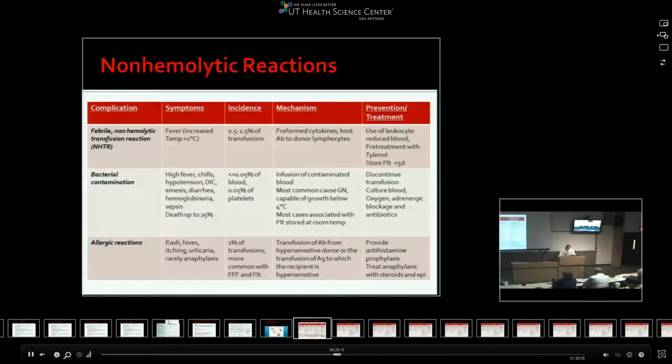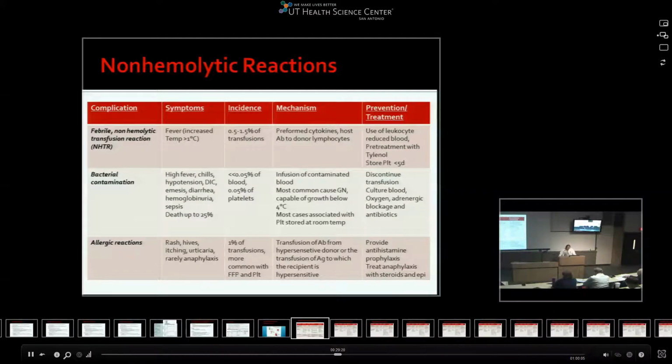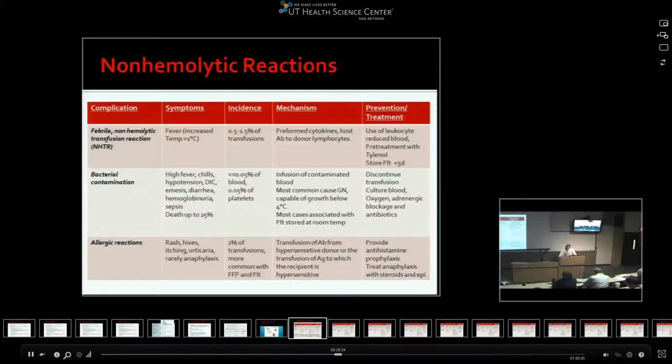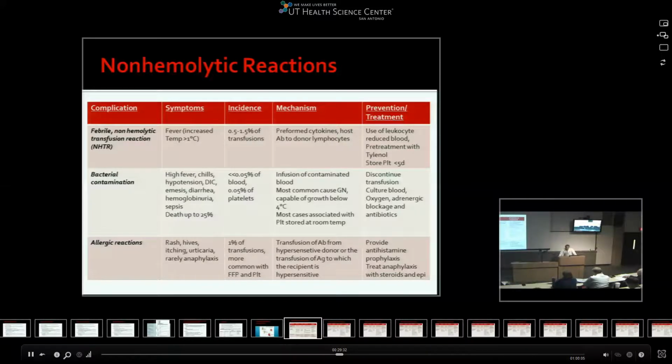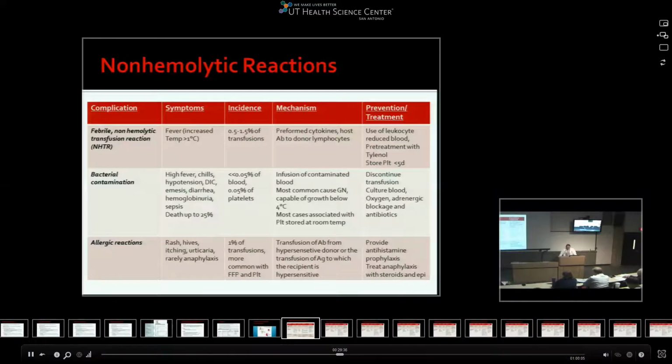Allergic reactions and very rarely anaphylaxis can occur. More common with FFP and platelets, it is either due to transfusion of antibodies from a hypersensitive donor or the transfusion of antigens to which the recipient is hypersensitive. To prevent it, you can provide antihistaminics, and then otherwise anaphylaxis needs to be treated in the usual manner with steroids and epinephrine.